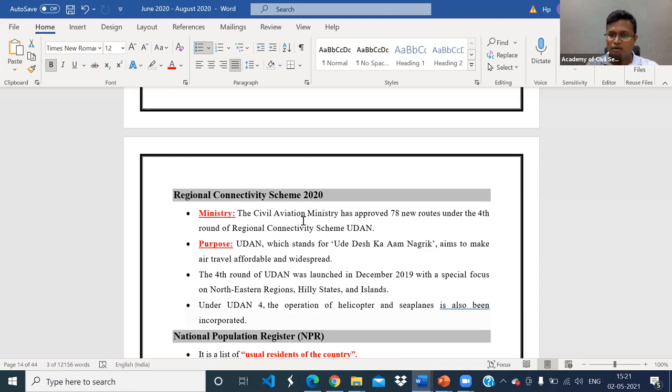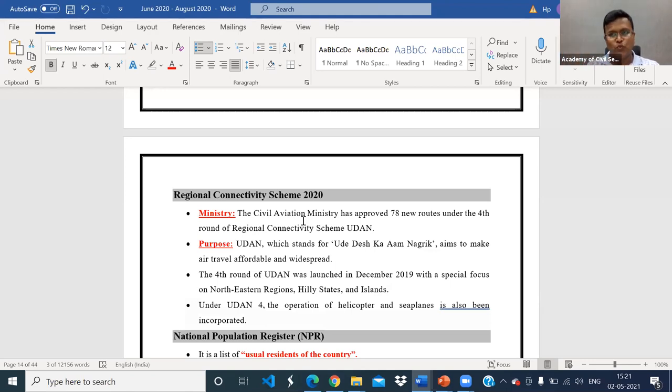The full form is Ude Desh Ka Aam Nagrik. That the common people, the Aam Aadmi, the common citizens of India, let them fly. The aim is fixing the flight ticket price. If a flight journey is less than half an hour, then the maximum price can be this much.